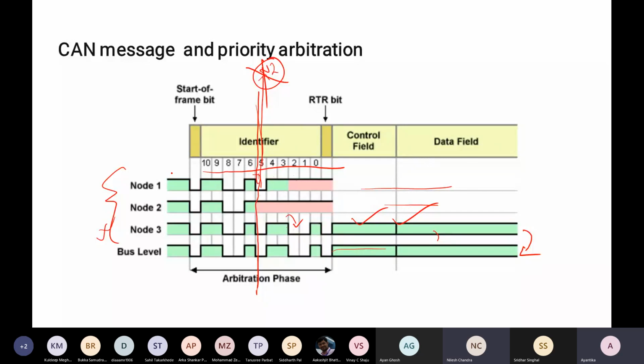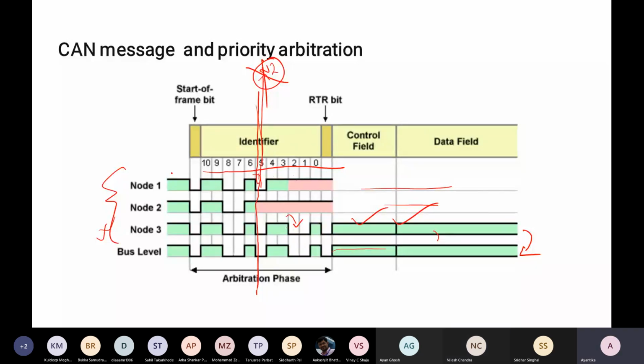Yes, ma'am, I get that point. Ma'am, I am only asking that this is fixed, that this must not toggle after a certain time. Yes, this is fixed. That way the identifier is fixed for that particular node. Maybe it is predefined in some way.